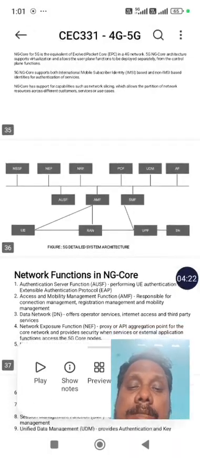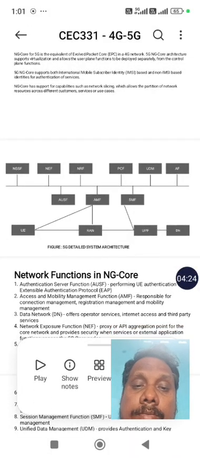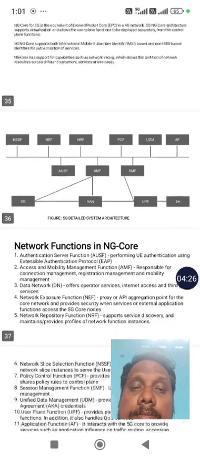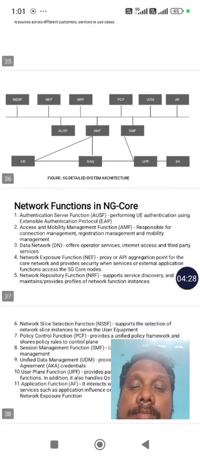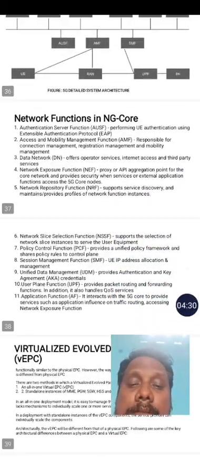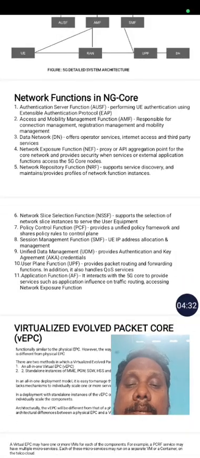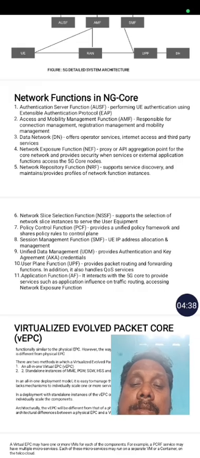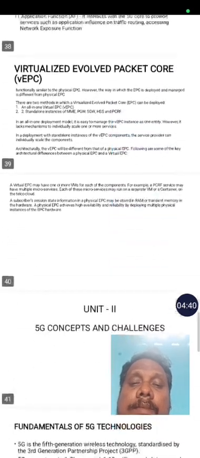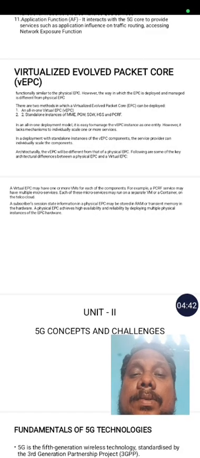AF, that is application function. The application function interacts with the 5G core to provide services such as application influence on traffic routing and accessing the network exposure function. The next topic is the virtualized evolved packet core.